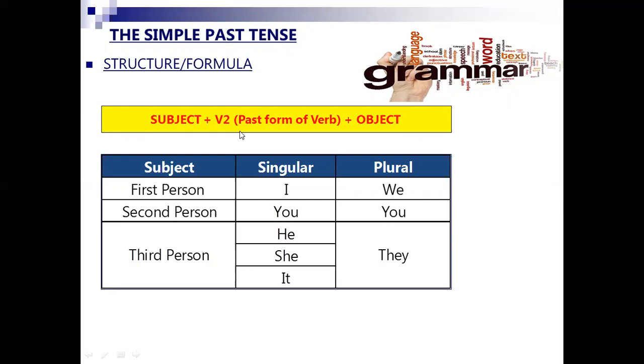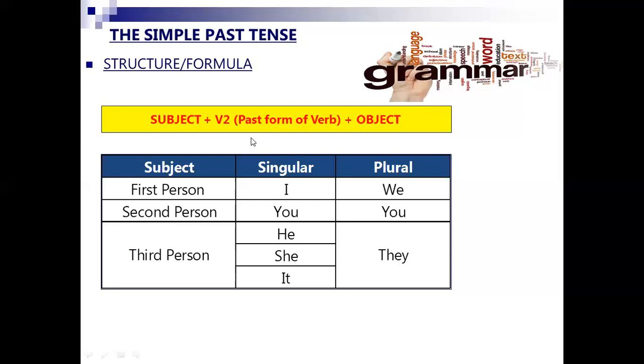Now, how can we understand how we can make past tense? Yes, every verb has three forms: V1, V2 and V3. V1 is the main verb. Second is V2. V2 is the past form of the verb. And third one is V3. V3 is the past participle of the verb.